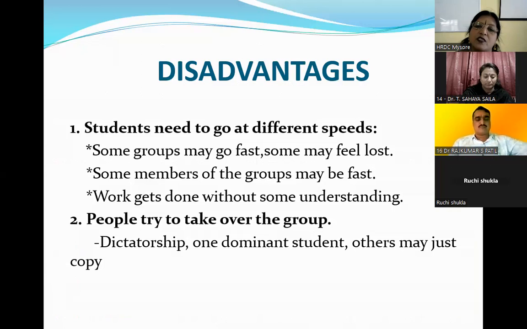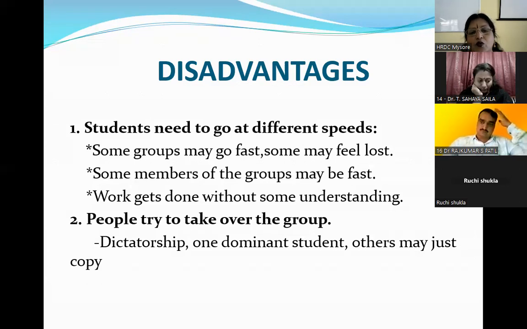Students need to go at different speeds. You cannot pull them and hold them. Many a time, some students are fast, they think very fast, so others may feel lost. They won't understand what is happening in the group. So some members of the group are lost in the group. Work gets done without some understanding. Work is done because one person is taking charge, wants to think fast and finish fast. The others' potential is subsided.